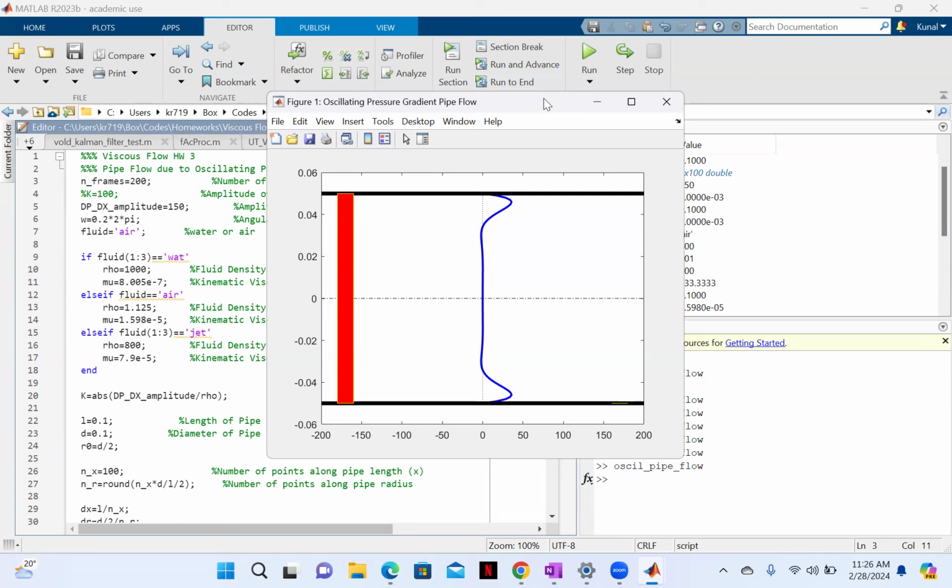This is an animation of oscillating pressure gradient pipe flow, where the black color borders represent the pipe and the blue color curve represents the horizontal direction velocity at any x location. The red color bar indicates the pressure on either side.